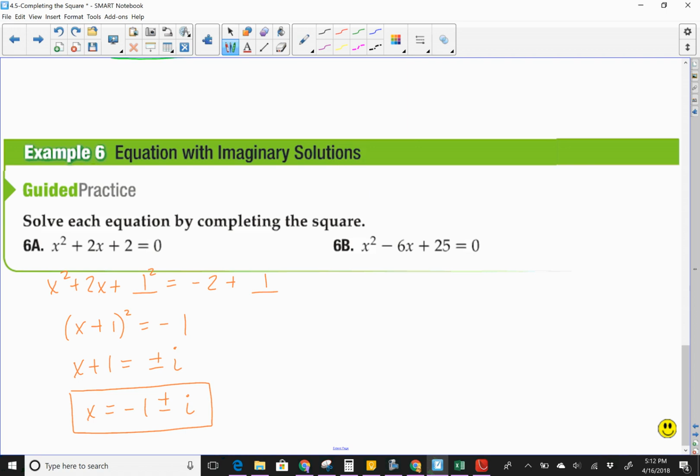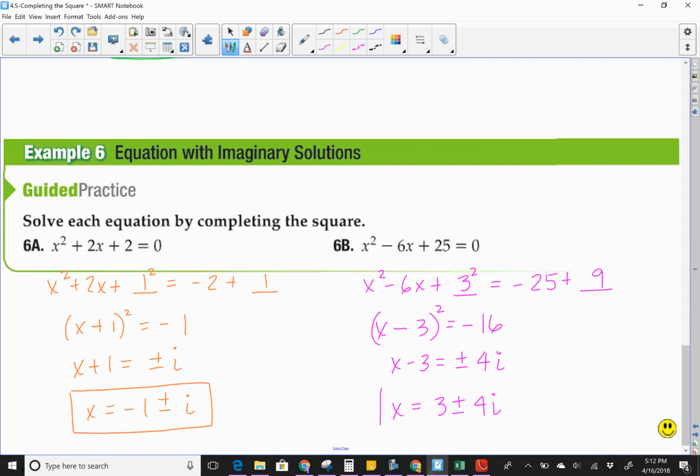All right, last one. Let's go with that. I'm going to have x squared minus 6x plus blank equals negative 25 plus blank. Half of 6 is 3. You've got to square it, add it to both sides. (x minus 3) squared. Negative 25 plus 9 is negative 16. So when I take the square root of both sides, I have x minus 3 equals plus or minus 4, and there's an i because I took the square root of a negative number. So x equals 3 plus or minus 4i.